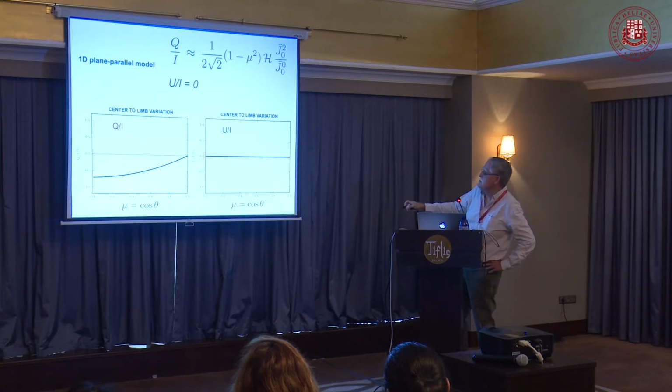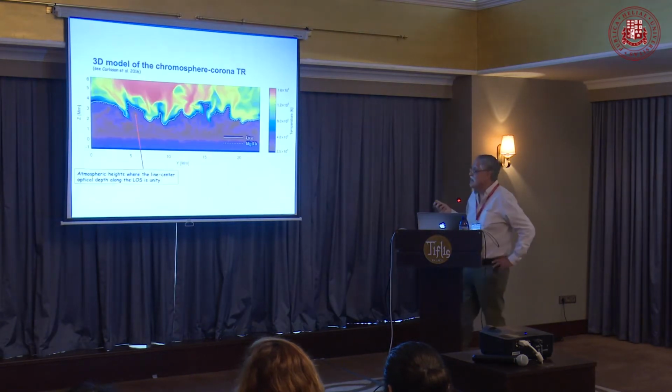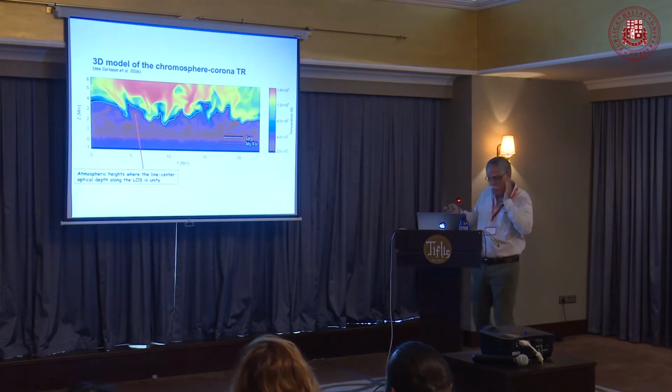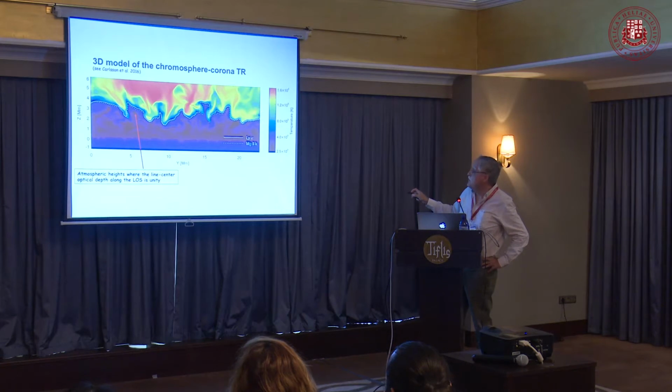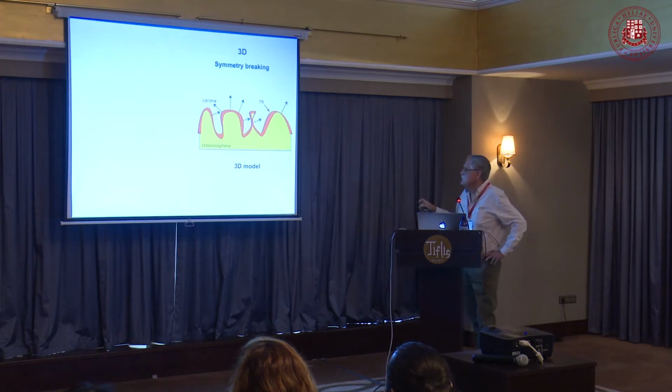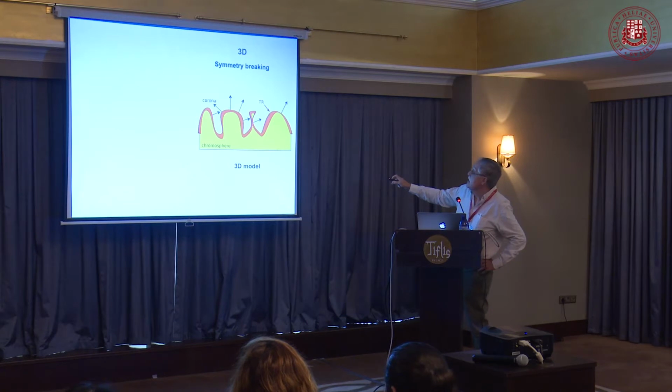If you go from the center to the limb, the Q over I has a center to limb variation. In fact, in this case, U is 0. Now, the reality is different. The reality is more or less as indicated in this 3D model, where the transition region is a corrugated surface. So basically, the situation is something like that. And interestingly, at each point, this direction is the normal vector of the transition region.